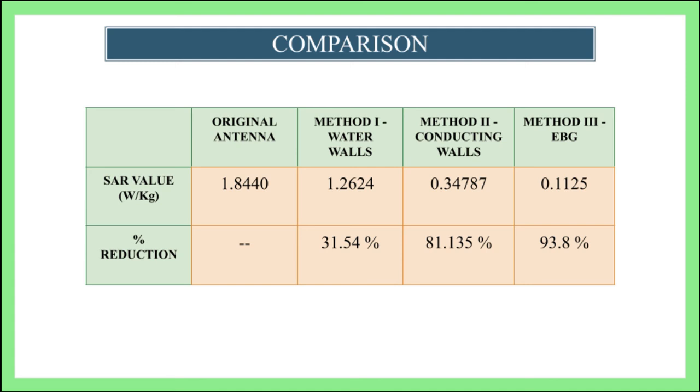Then we implemented method 2, conducting walls. We got a SAR value of 0.34787 watt per kg. This value is also below the FCC limit. The SAR got reduced by 81.135%. Then we implemented method 3, EBG, the electronic band gap. We got a SAR value of 0.1125 watt per kg. That is also below the FCC limit. The SAR got reduced by 93.8%. So the basic inference which we can draw from this table is that the EBG structure, the electronic band gap structure, is the most optimum structure for this particular antenna.